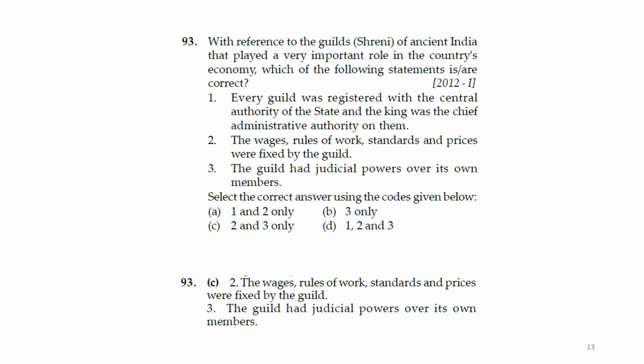See what happened. The first one is wrong. Every guild was registered with the central authority of the state, and the king was the chief administrative authority of them. So this is actually wrong. The wages, rules of work, standard and prices were fixed by the guild. Yes, this is correct. And the guild had the judicial powers over its members. Yes, this is also correct. So the answer is C.